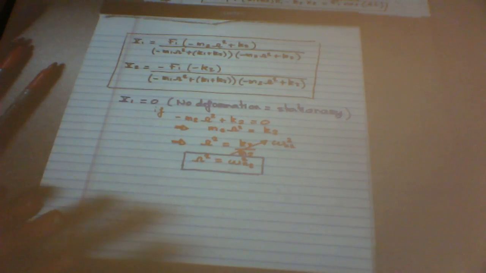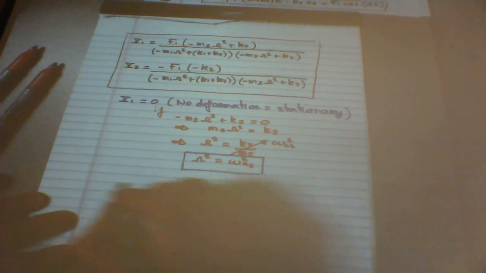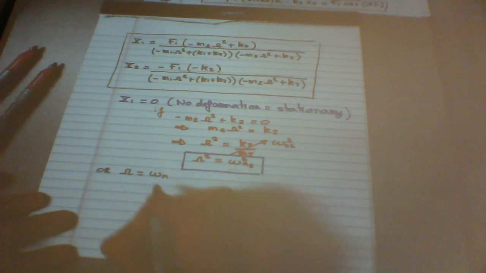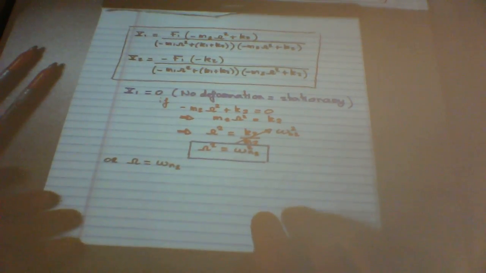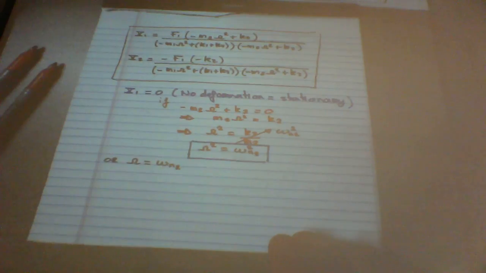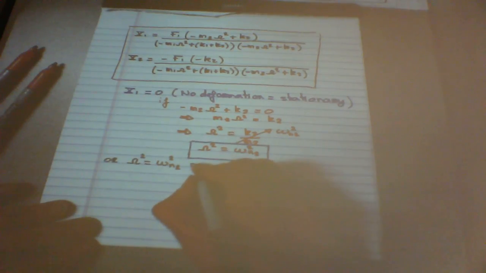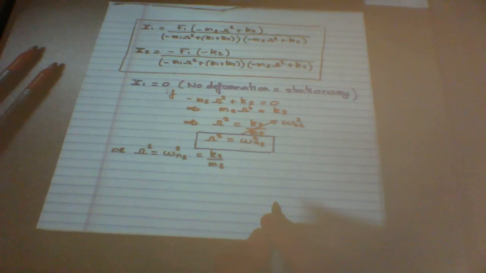No, you will see what happens. Let's see. So omega equal to omega n2, or we can leave the omega squared: omega squared equals omega n squared equals K2 over M2. So this might make all this a bit more complicated.